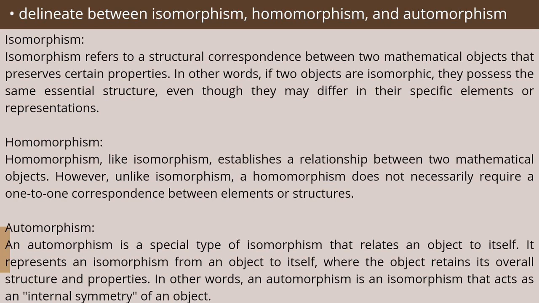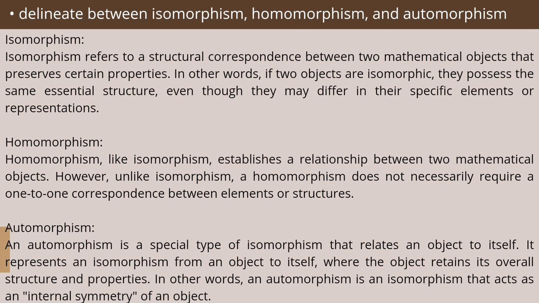Now, the automorphism is a special type of isomorphism that relates an object to itself. It represents an isomorphism from an object to itself, where the object retains its overall structure and properties. In other words, an automorphism is an isomorphism that acts as an internal symmetry of an object.